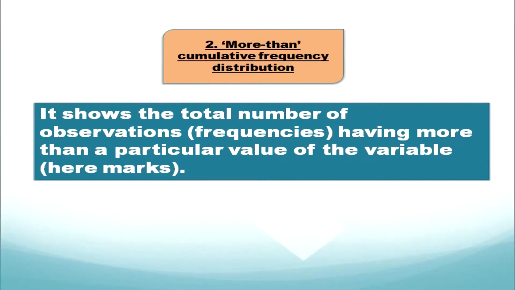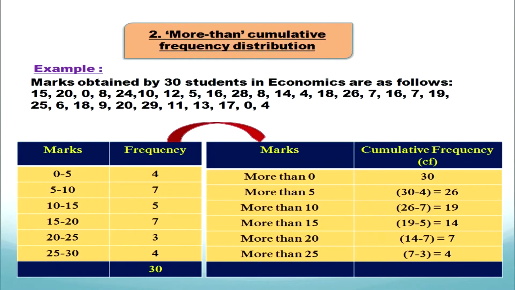After this, we can construct more than cumulative frequency distribution. What do we mean by more than cumulative frequency distribution, or what does it show? It shows the total number of observations. Here observation means frequencies having more than a particular value of the variable. Here variable means marks. So, we now know that the more than cumulative frequency distribution shows the total number of observations, that is frequencies having more than a particular value of the variable.